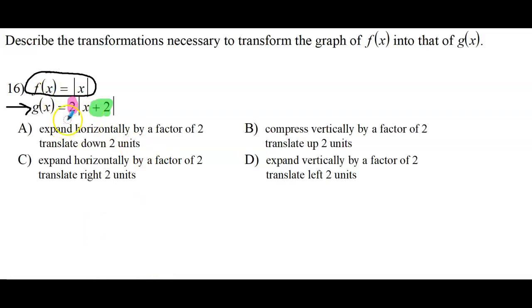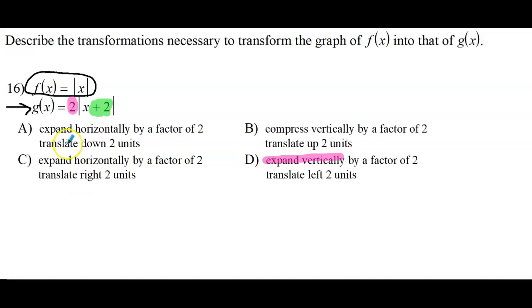So let's begin. Well, when you multiply a number outside, that's going to be a vertical transformation. And so we would look on our vertical transformation worksheet and we'd find where are we multiplying a number that is bigger than 1. And on your sheet, you should see that that is a vertical stretch. And the word expand is a synonym for stretch. So there's one. And I don't see any other options here that say that we're expanding vertically. So D is going to be the answer.